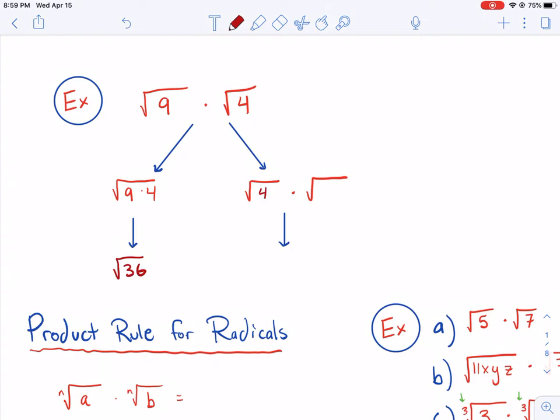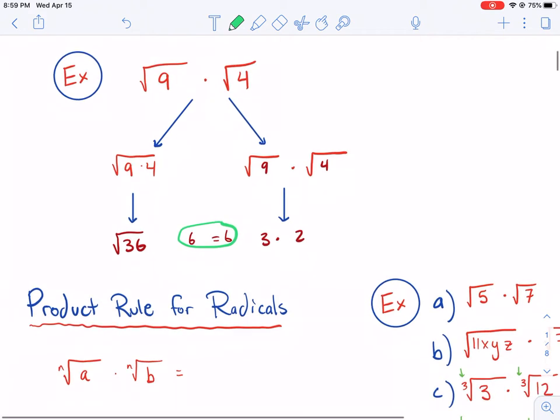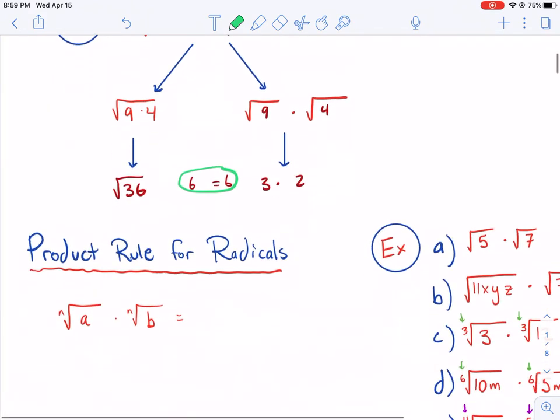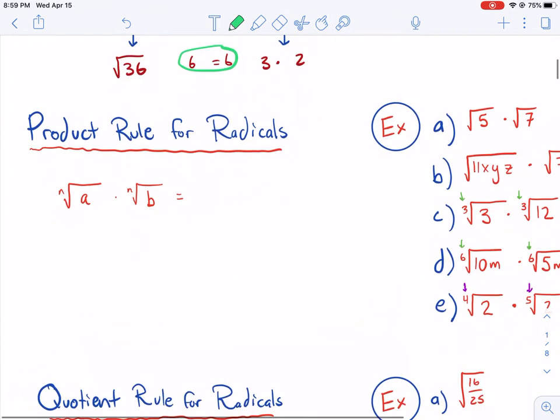So the square root of 4 times the square root of 9. That becomes 2 times 3, because the square root of 9 is 3 and the square root of 4 is 2. Now we're going to see if both of these equal the same thing. The square root of 36 we know is 6, and 3 times 2 is 6. So we get the same answer regardless of which method we use. That's the guiding principle of how we are going to simplify these radicals.